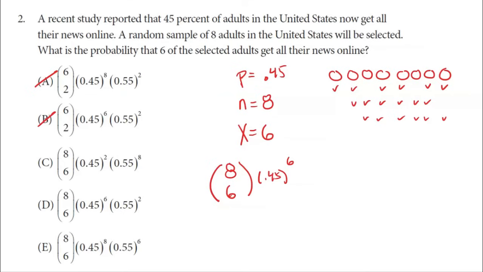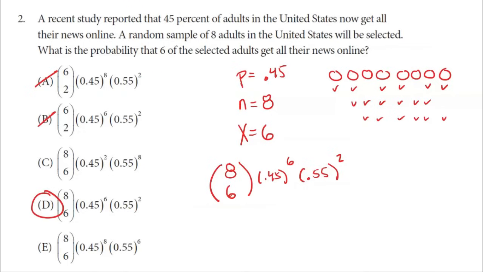Now, there's still 2 people left, and those people do not get their news online. Well, if there's a 45% chance that you do get your news online, then there's a 55% chance you do not, and that's for the remaining 2 people. 8 minus 6 is the remaining 2 people that would not get their news online. So there's my final result, which makes the only answer that is correct here, choice D.